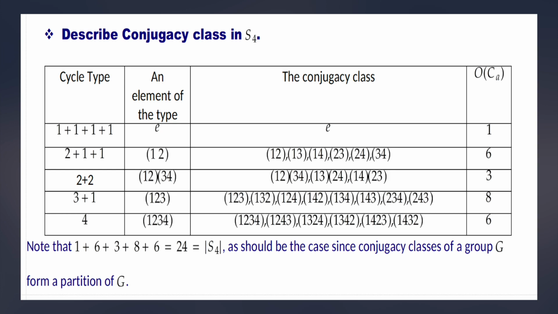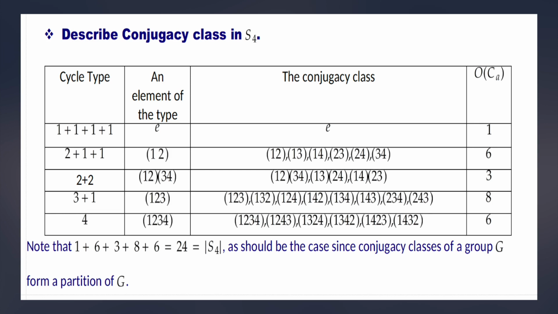Next, the cycle type is 3+1. What is the element of this type? It is the cycle (1 2 3). The conjugacy class is (1 2 3), (1 3 2), (1 2 4), (1 4 2), (1 3 4), (1 4 3), (2 3 4), (2 4 3). How many elements? 8. So, the order of C(a) is 8.